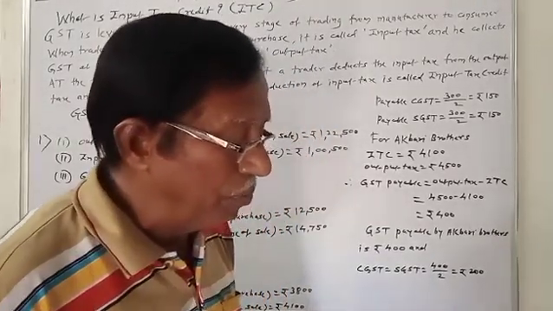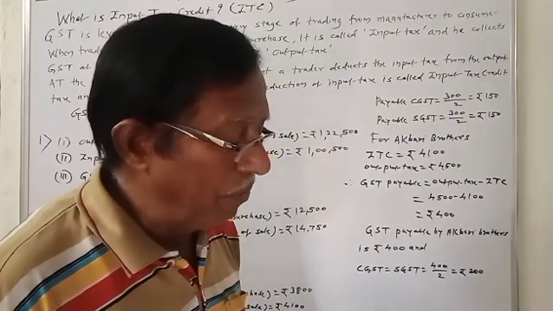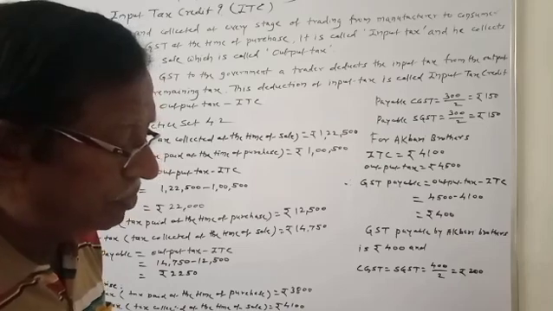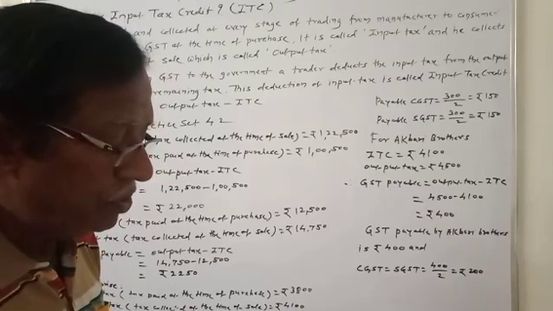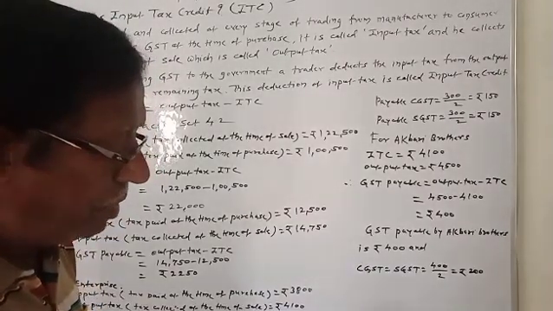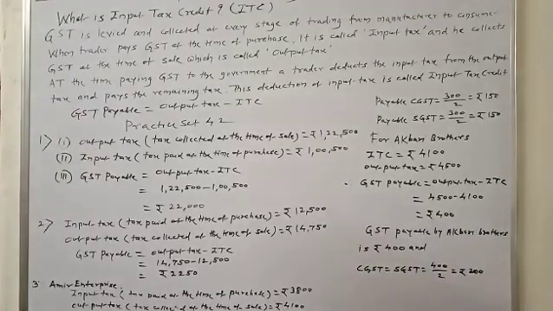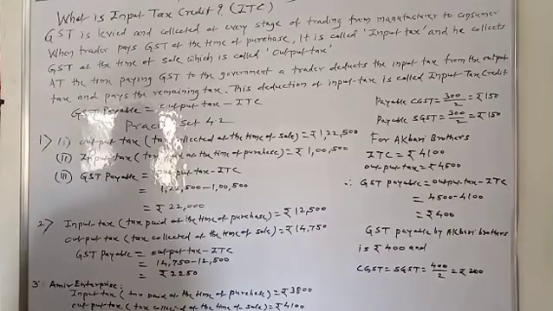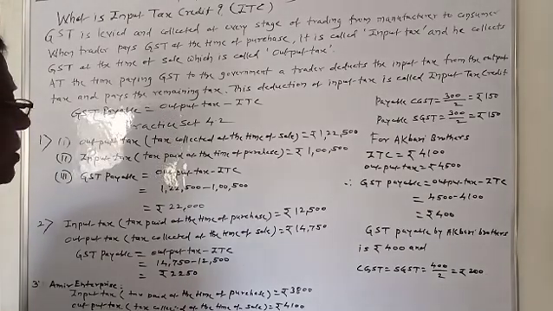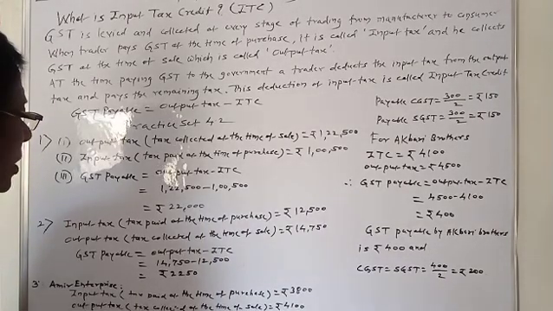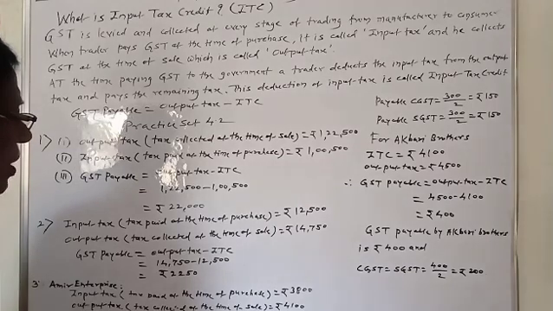See here, Chetana Store paid total GST of rupees 1,05,000 at the time of purchase and collected GST of rupees 1,22,500 at the time of sale during 1st of July 2017 to 31st July 2017. Find the GST payable by Chetana Stores. Here, output tax means tax collected at the time of sale, rupees 1,22,500. Input tax paid at the time of purchase is rupees 1,05,000. GST payable is equal to output tax minus input tax credit. 1,22,500 minus 1,05,000, rupees 22,000.